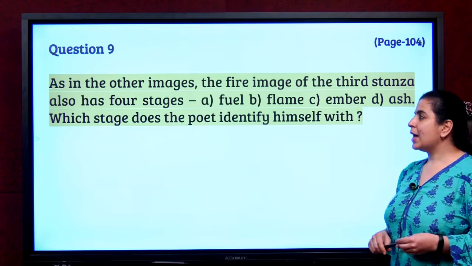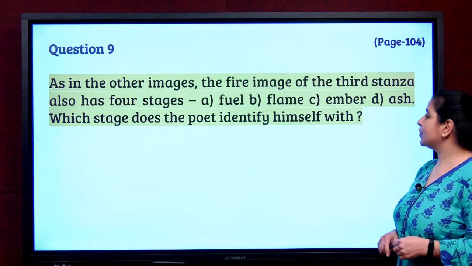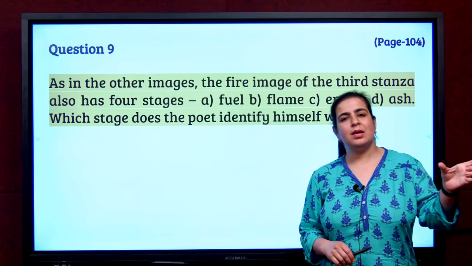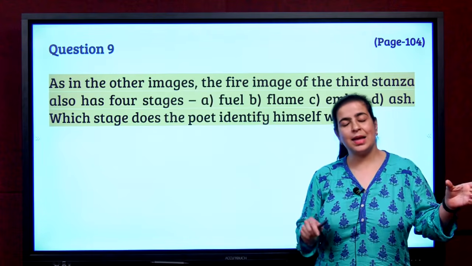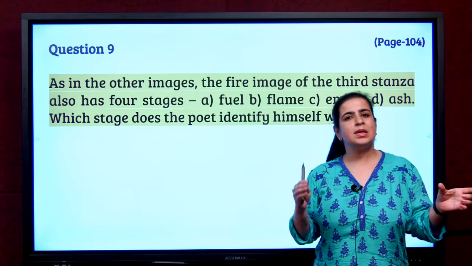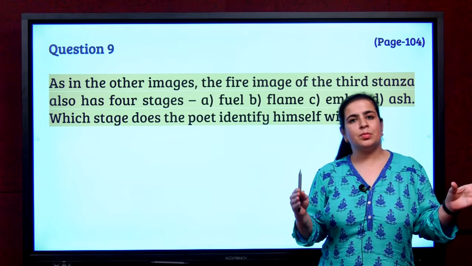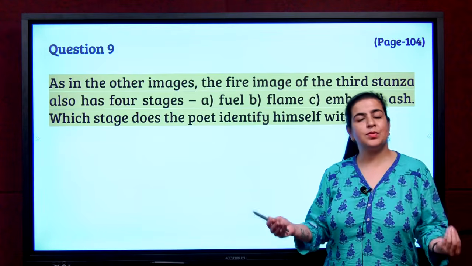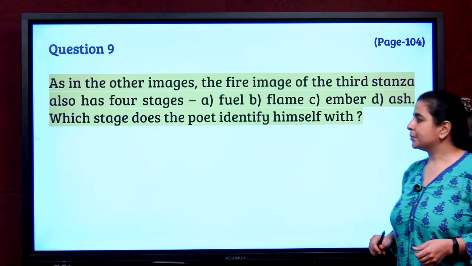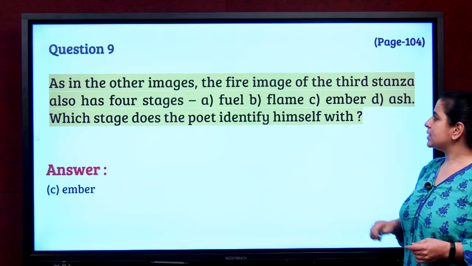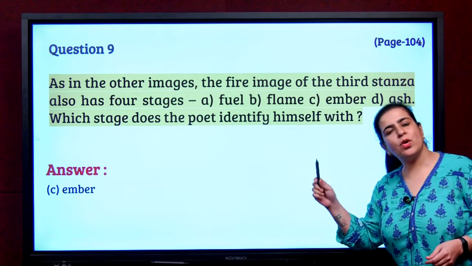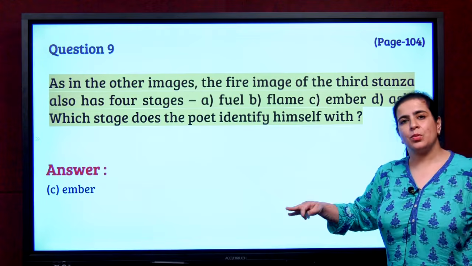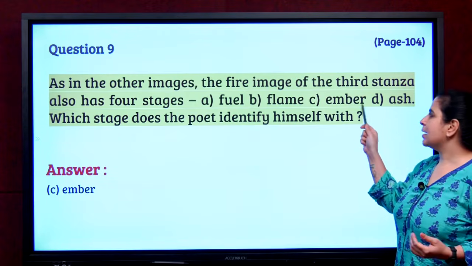Question number 9. As in the other images, the fire image of the third stanza also has 4 stages. Every stanza he has divided into stages, and in every stanza itself he is in the last stage, like autumn or winter or twilight or deathbed, fire, end of the fire, when the fire is completely burnt. Now this also, it is ember. That means just before it turns itself into ash. Ash is the remains of the fire. It's died down. But just before it dies down is ember.